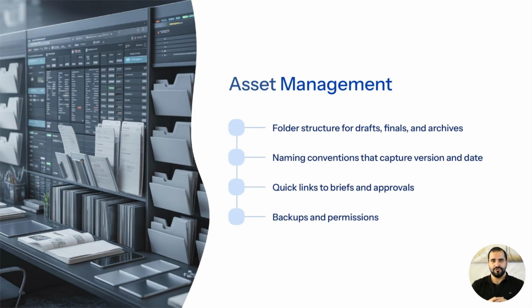Organize your assets with a structured folder system, so drafts, finals, and archives all have a predictable home. It saves you from the "where did I put that file?" scramble and keeps projects moving. Clear naming conventions, especially ones that include version numbers and dates, make it easy to track what changed and when. Keeping briefs and approvals just a click away through direct links also cuts down on hunting for context later. And to keep everything safe, pair this setup with reliable backups and thoughtful permissions, giving you a workspace that stays secure, organized, and effortless to manage as your content library grows.